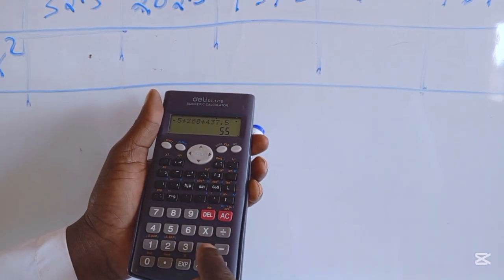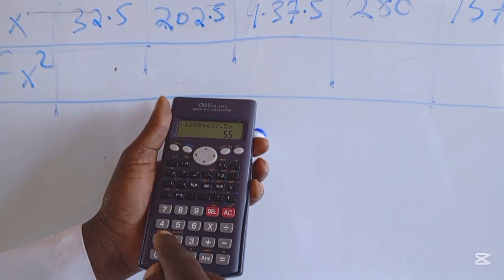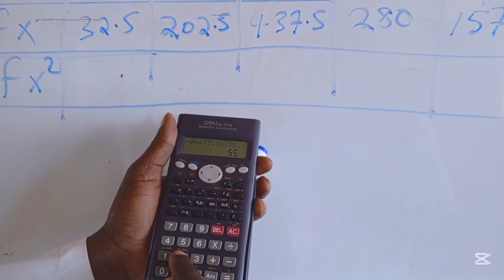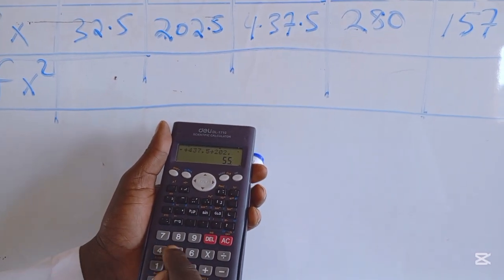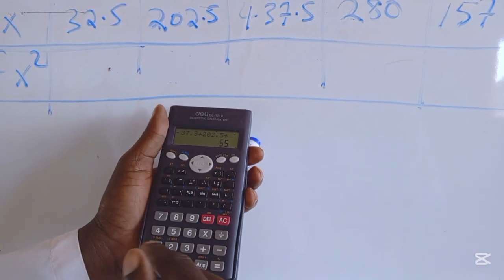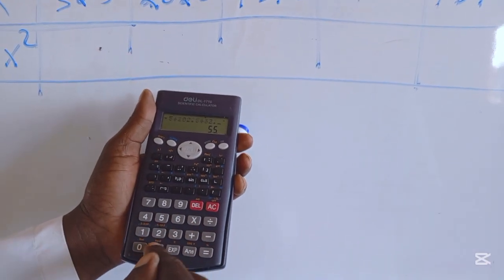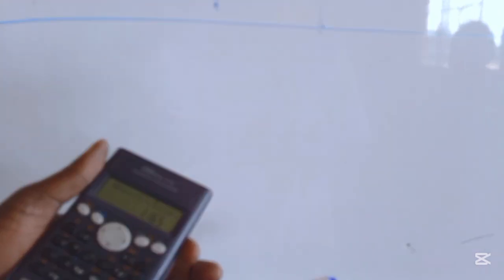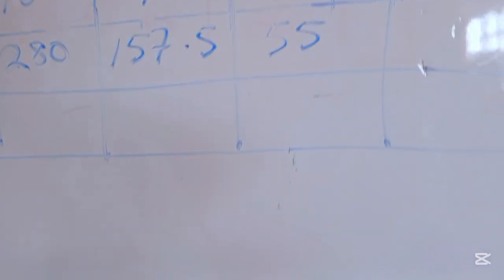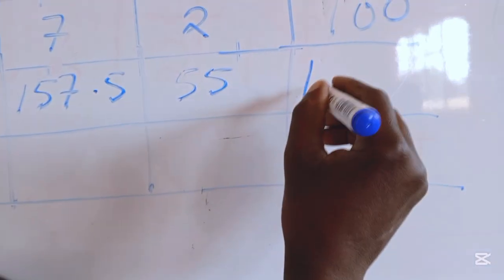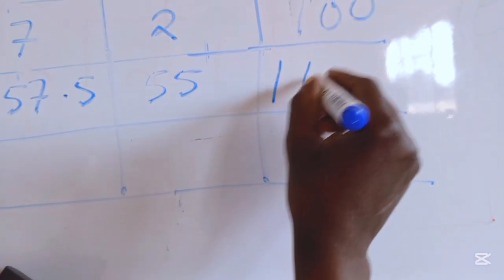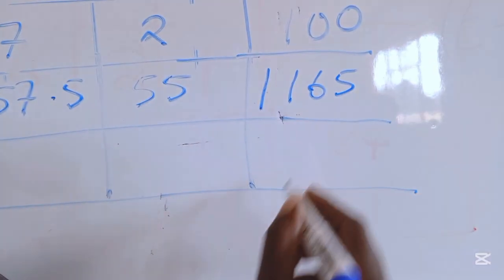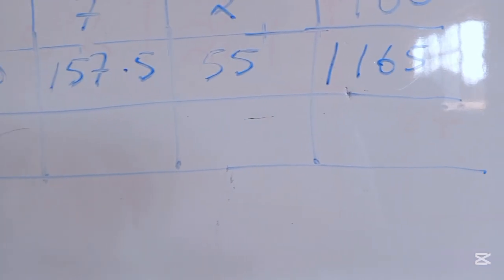437.5 plus, you agree with me, 202.5 plus 32.5. The answer you get here, I'll get like this. It will be 1000, of course 165. Please, this is what we are going to get there. So I go to the next one.